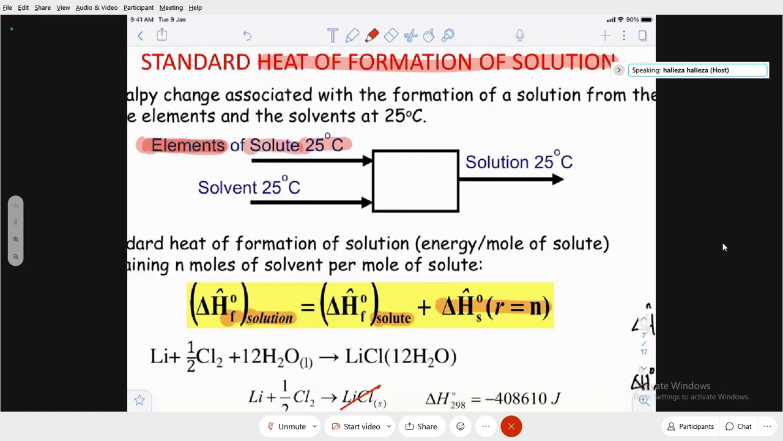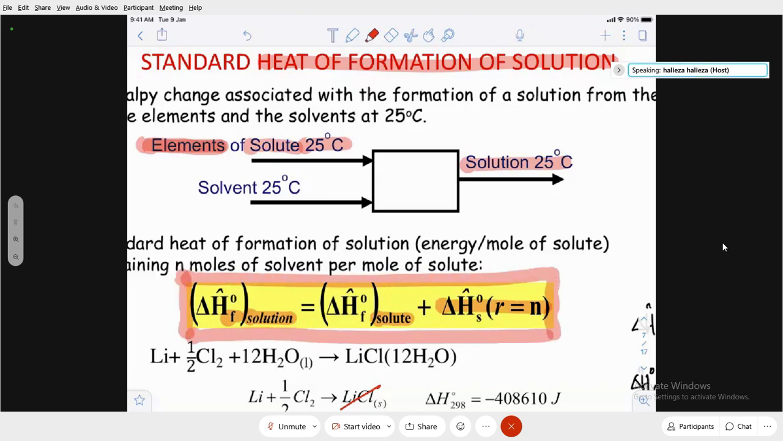You form your solute from the elements, then you mix it with the solvent again at the same temperature, 25, and you end up with your solution at 25. So this equation is the heat of formation for that solution at 25. Why 25? Because this is the standard temperature. You can get your heat of mixing from table B.11, the one we discussed last week. Your heat of formation of the solute you can get from table B.1, and you end up with your heat of formation of the solution.